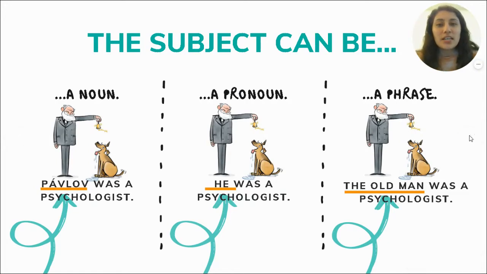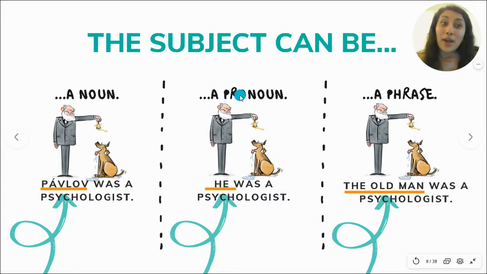Now, the subject can be a noun, a pronoun, or a phrase. And here is an example of a noun, a proper noun in this case, that is a word that names things, people, places, or ideas. And in this case, it says Pavlov. That is the name, that is the noun in this case. Pavlov was a psychologist. As you can see here, we are talking about the same person.